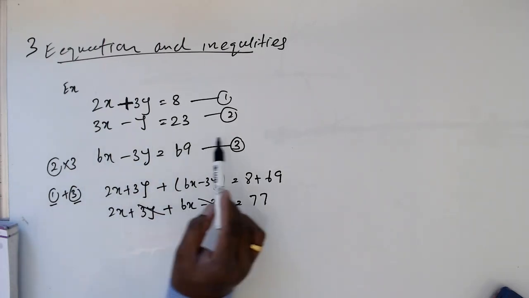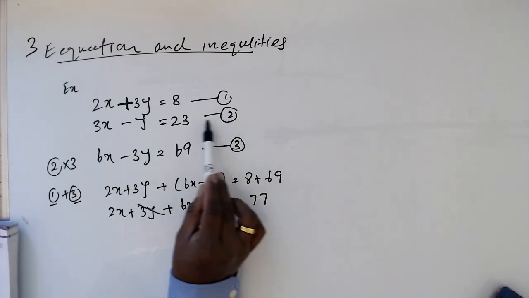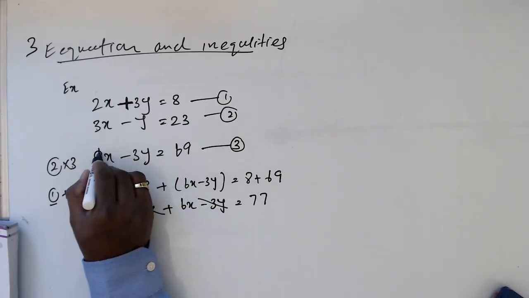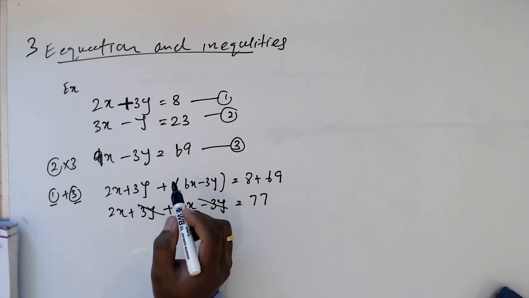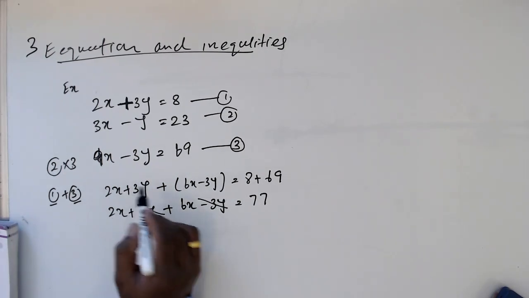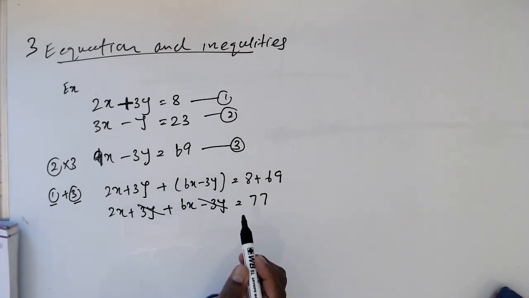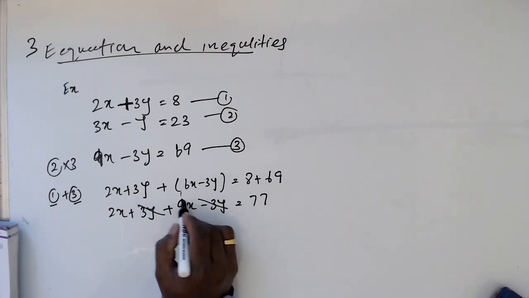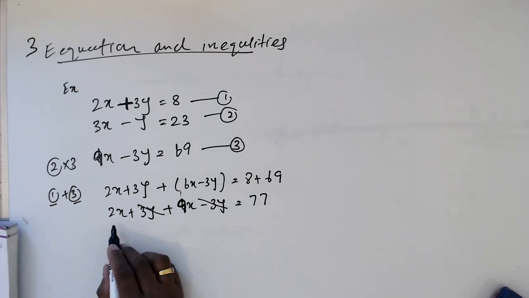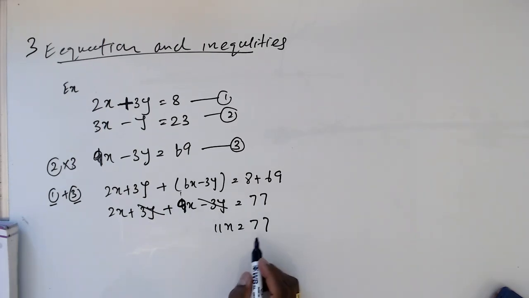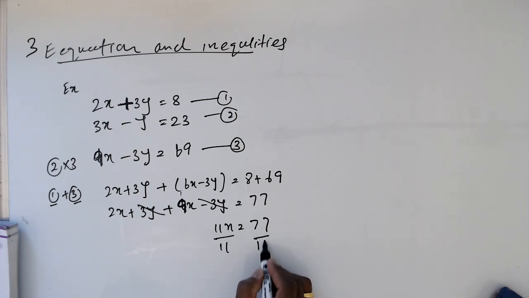Before that, I can see that this is equation number 2. So 3 times 3 is not 6, it is 9. 9x minus 3y. So then 11x equals 77. I can divide both sides by 11. Then x equals 7.